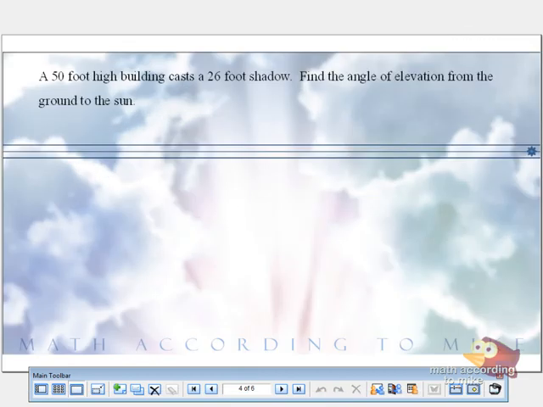All right, the first one: a 50-foot high building casts a 26-foot shadow. Find the angle of elevation from the ground to the sun. Draw a picture.